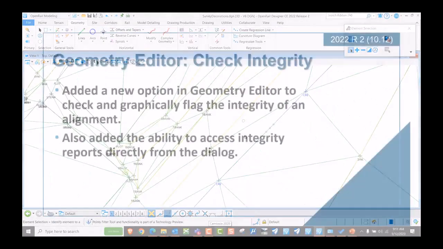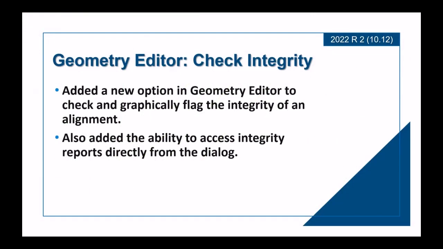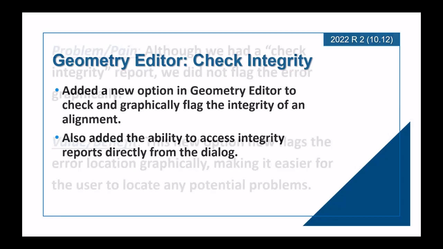So a nice little points filter dialog, we introduced that in 2022 R2. Another thing that we did in the 2022 R2 release is we made some changes to the geometry editor. We added some new functionality in the area of checking integrity. Really did two things here. The first thing we did is we added the ability to graphically flag any issues that you may have, and we also added the ability to access the integrity report directly from the dialog.